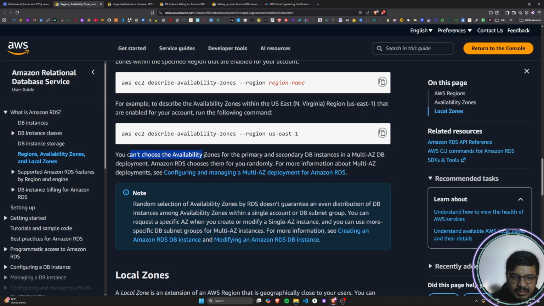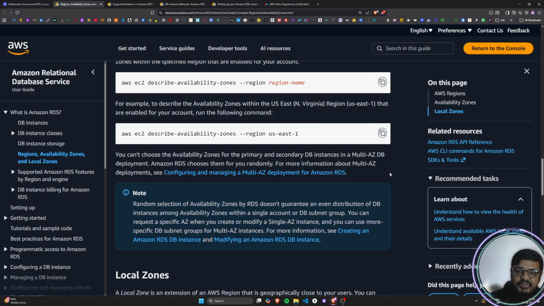You cannot choose the availability zones for the primary and secondary database instances in the multi-availability zone database deployment. Amazon RDS chooses them for you randomly. For more information about multi-availability zone deployment, go to this particular link, right?